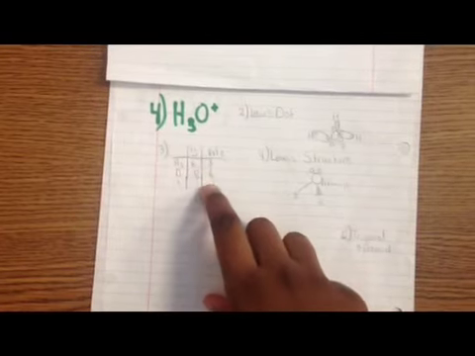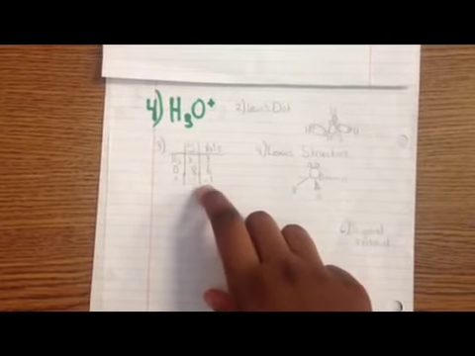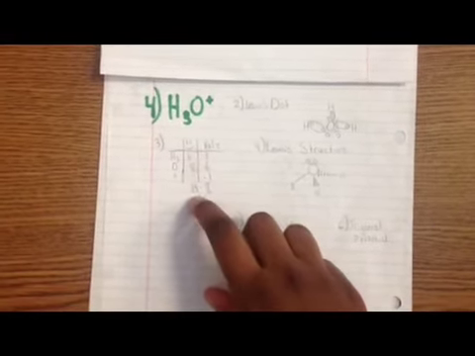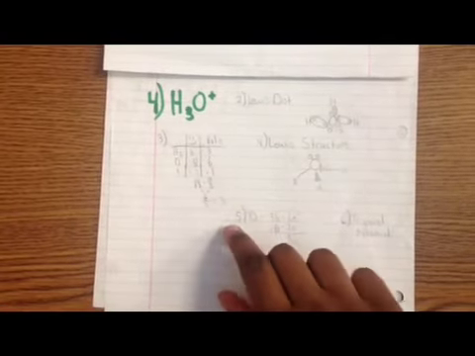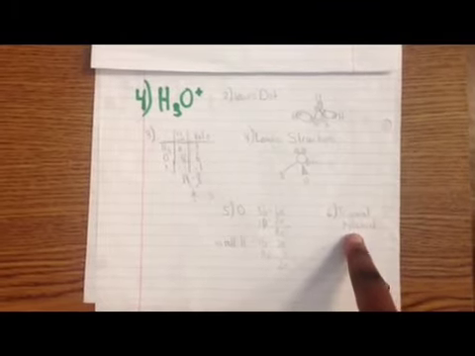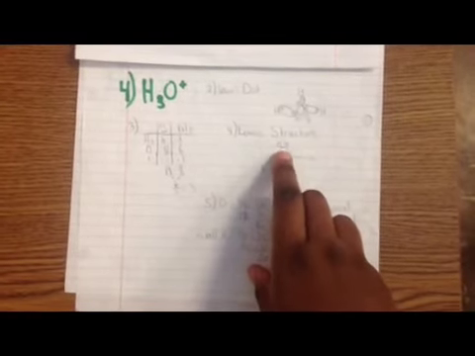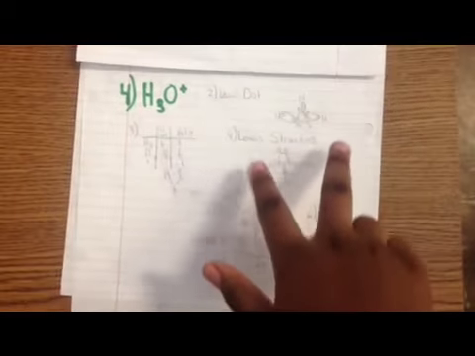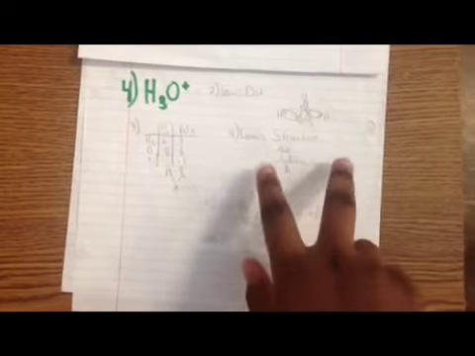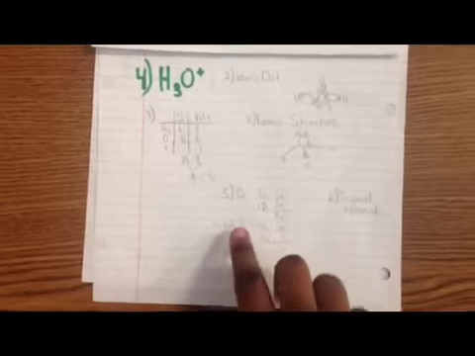O needs 8 to be happy and has 6 valence electrons. The positive makes minus 1 valence electron. 14 minus 8 equals 6 divided by 2 is 3. The Lewis structure is drawn, and it is trigonal pyramid. The 2 electrons on the O makes these bend from that. They bend down and they form a pyramid shape.